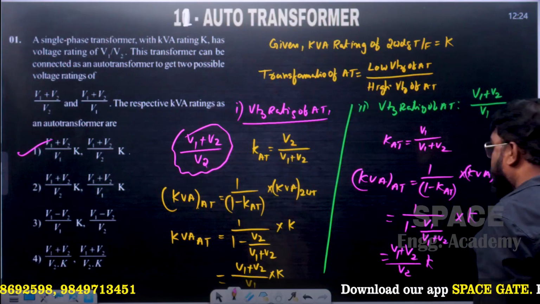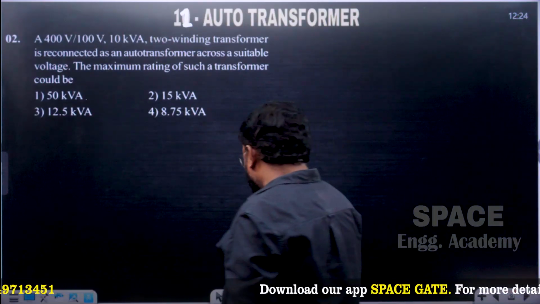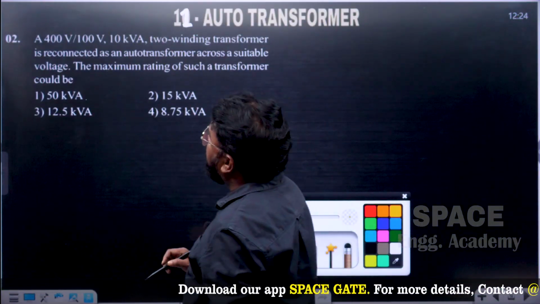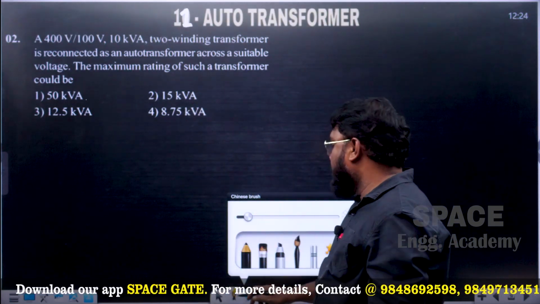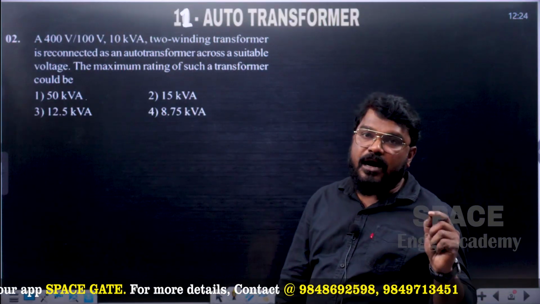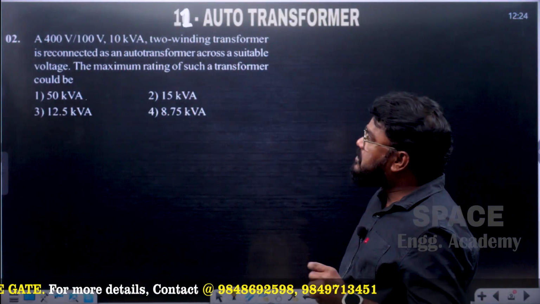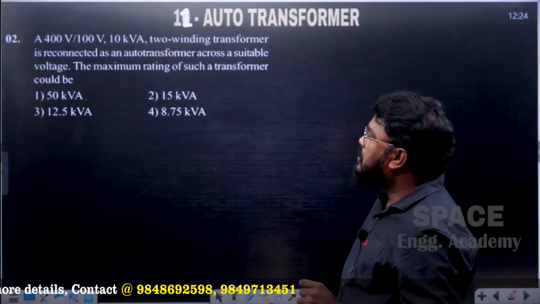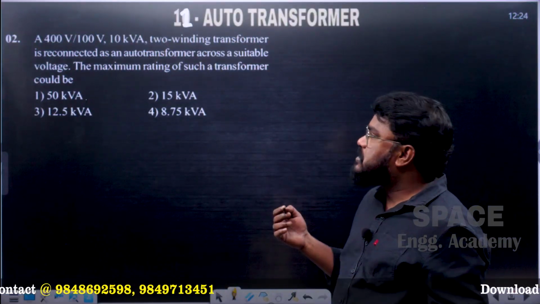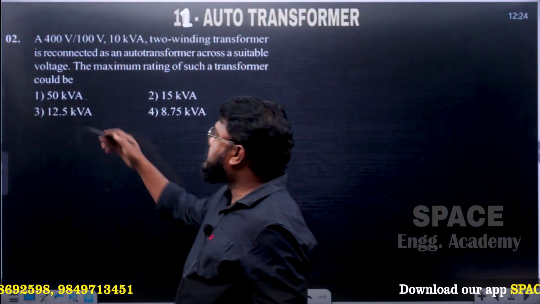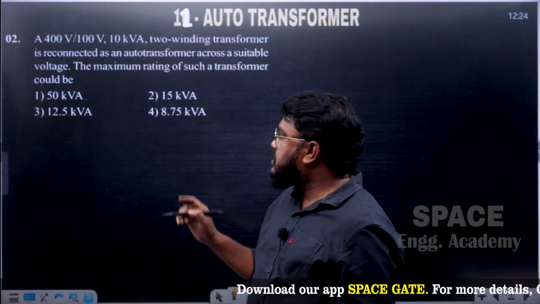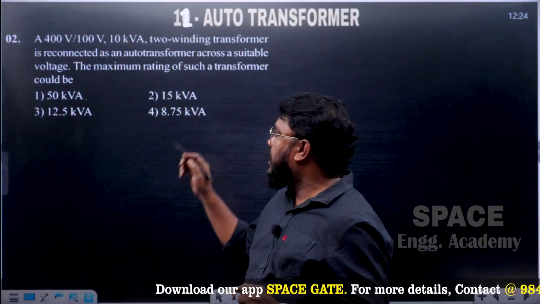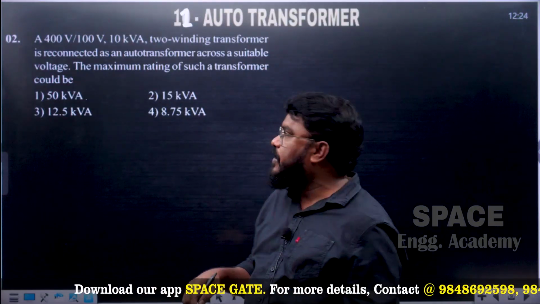And next let us solve another question. A 400 by 100 volts, 10 kVA two-winding transformer is reconnected as an auto transformer across a suitable voltage source. The maximum rating of such a transformer could be: option 1, 50 kVA; option 2, 15 kVA; option 3, 12.5 kVA; and option 4, 8.75 kVA.